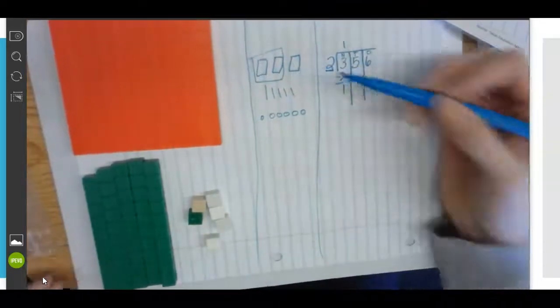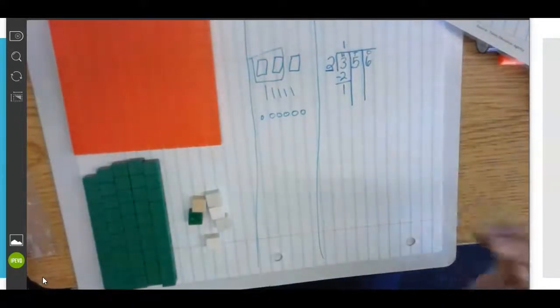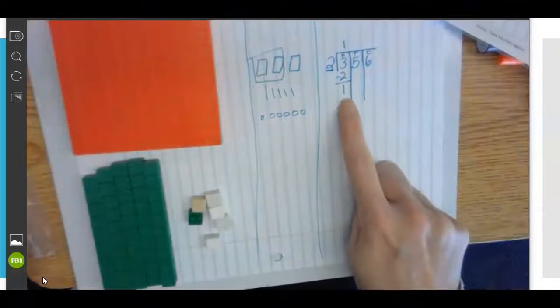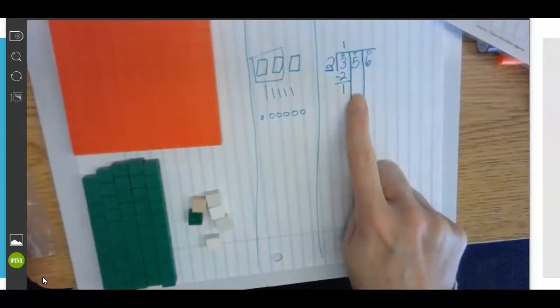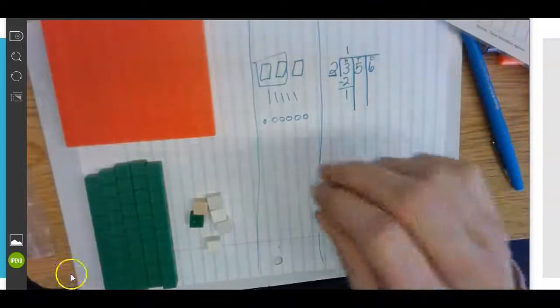So I have 1. Well, what do we do when we have remainders? We have to move them into the lower place value. So what does this mean? If I'm moving this 100 into the tens, how many tens are inside of this 100? 10. So I will switch it out.